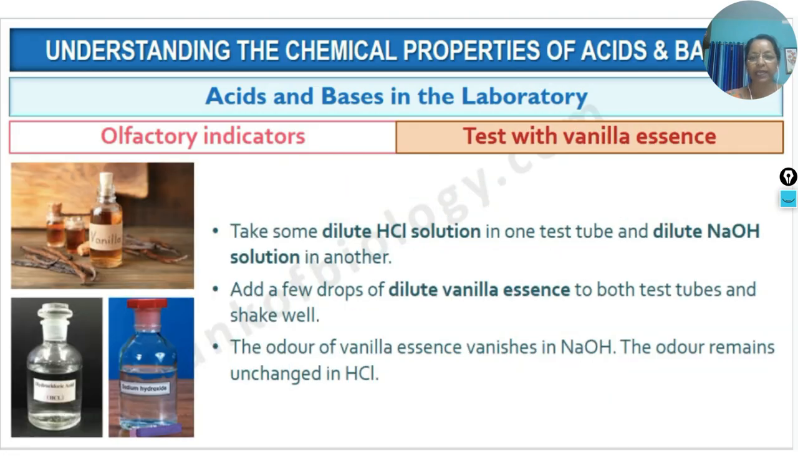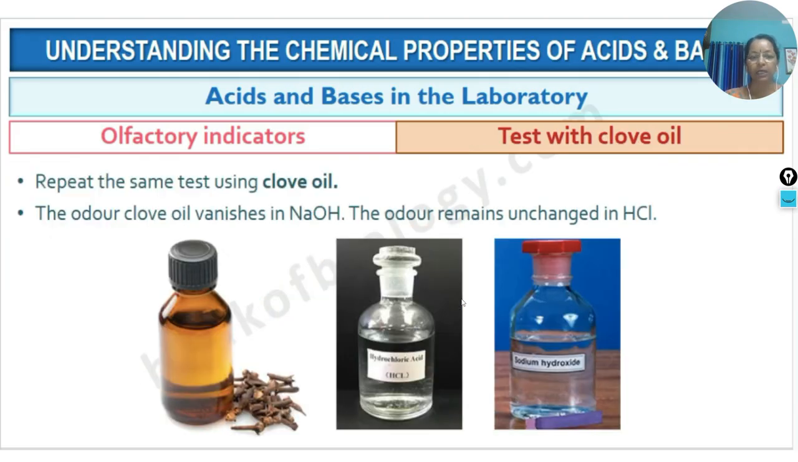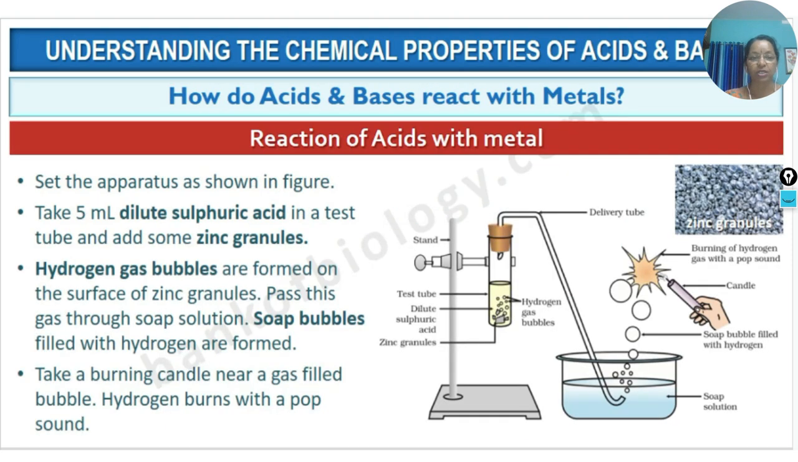The same is the case with the vanilla essence. Base removes the smell of vanilla, whereas acid cannot remove the smell of vanilla. The same is the case with clove oil also. Clove oil's smell can be removed by applying a base, so NaOH, but it remains unchanged with the acid. Okay, so that is olfactory indicators and the test results.